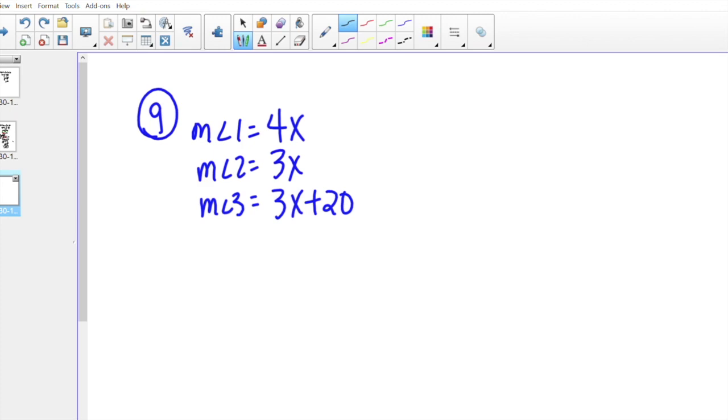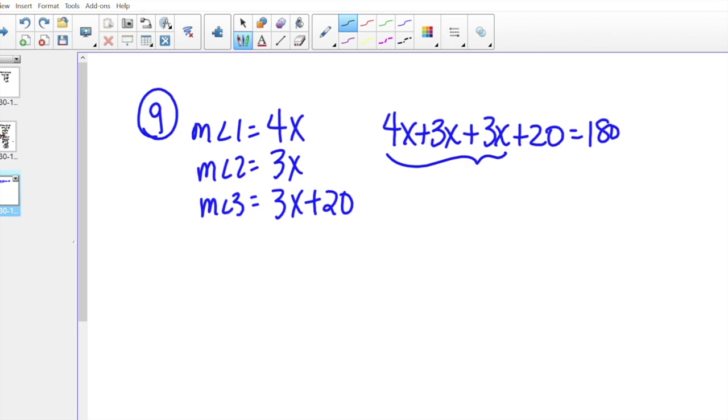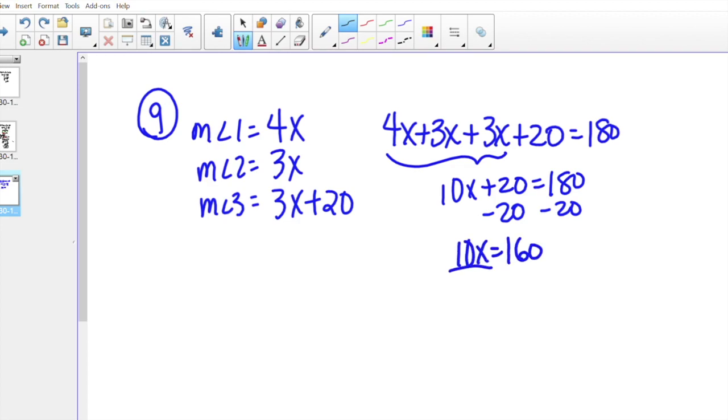Well, now, how do you know about the rest of it? Is the sum of the measures of the angles of the triangle what? So 4x plus 3x plus 3x plus 20 equal what? Now, how many x's do we have here? Now, what do I need to do to get this x by itself? So you got 10x equals 160 divided by 10. x is 16.